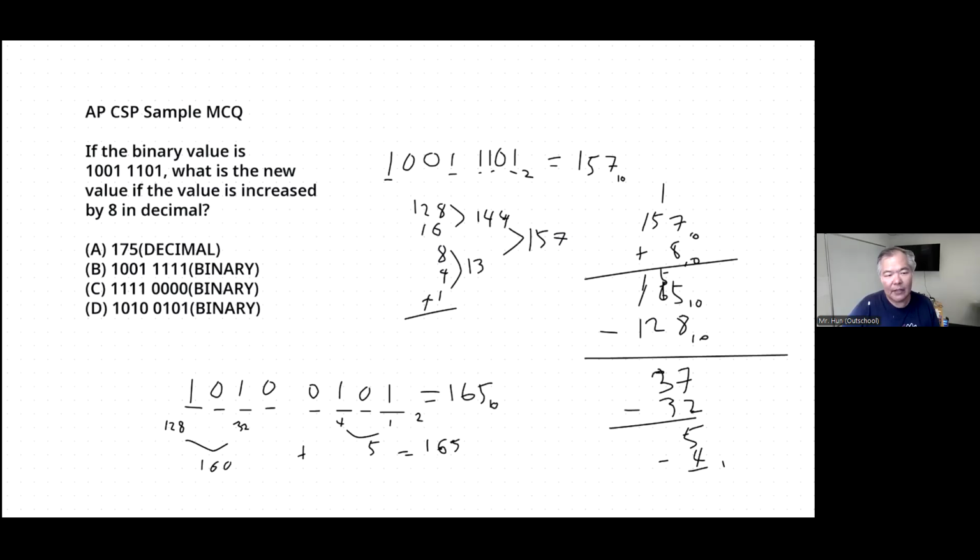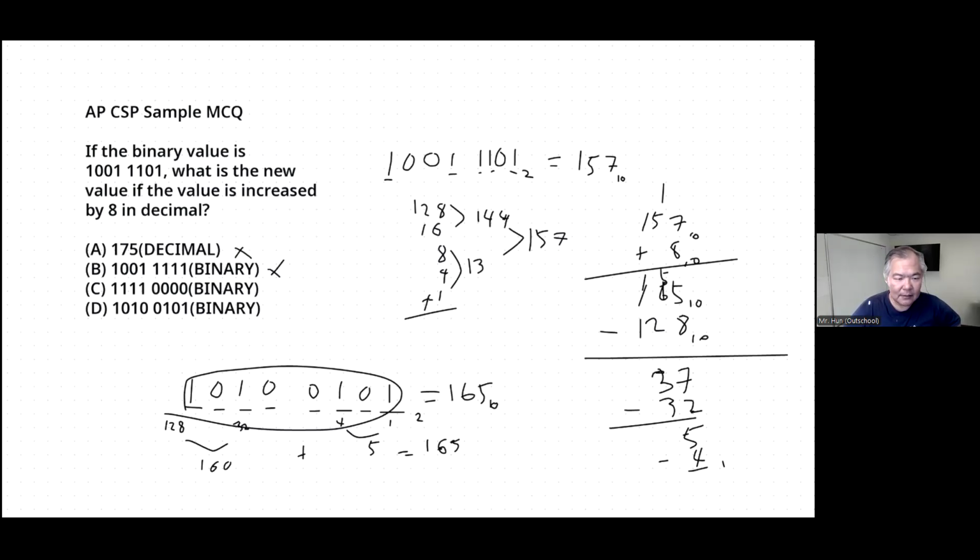So if the binary value is 10011101, what is the new binary value if the value is increased by 8 in decimal? It wouldn't be A, because we know the new value should be 165, not 175. It's not B. Is it C? No, because it starts with 1111, and the first 4 bits of the correct binary value are 1010. So it's not C.